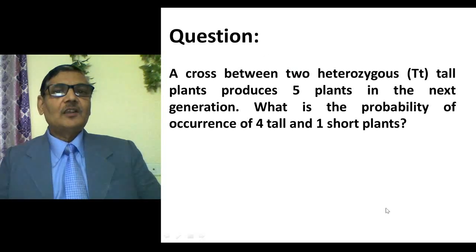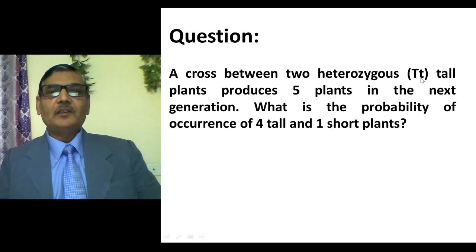Now it is a different kind of question. The question is that a cross between two heterozygous tall plants produces 5 plants in the next generation. That is, you have 2 plants and their genotype is capital T, small t. They are being crossed with each other. And in the next generation, you have only 5 plants. So what is the probability that out of these 5 plants, 4 will be tall and 1 will be short?